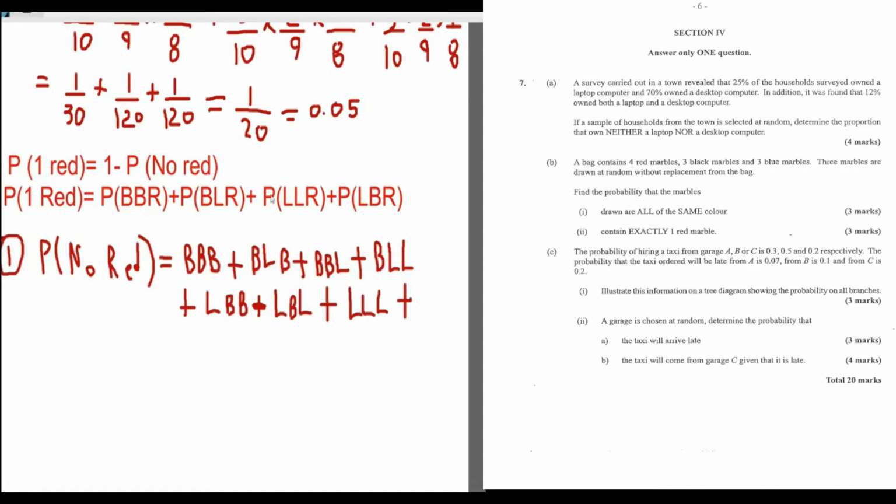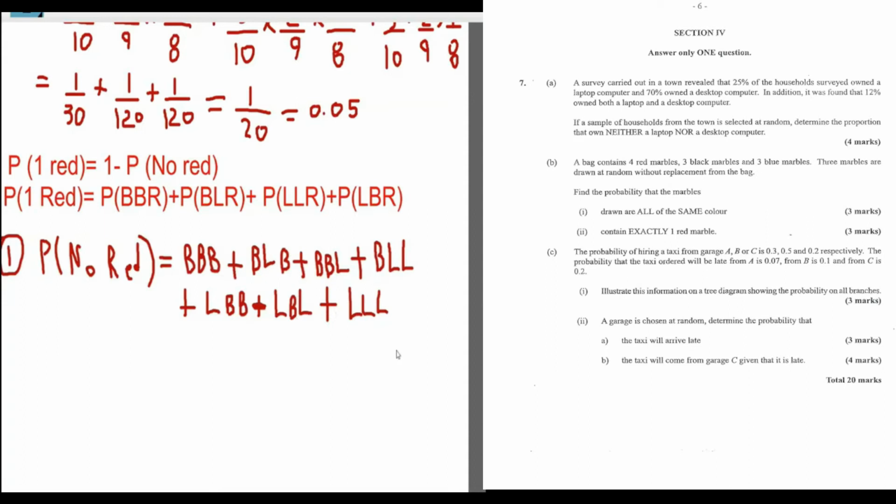One seems to be missing. These are all the possibilities with no red. We can draw black, black, black; blue, blue, blue; black, blue, black; black, black, blue; blue, black, black; blue, blue, blue; black, blue, blue; and so on.